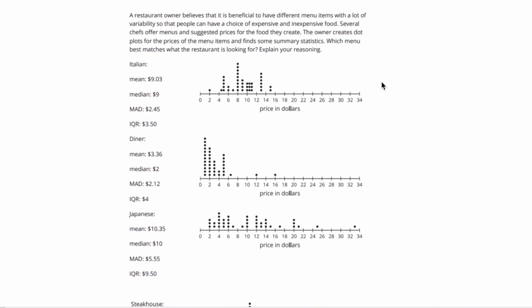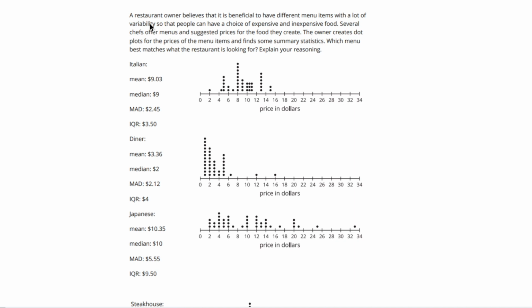All right, so it said this is the cool down from the previous day. So we're going to go over this. A restaurant owner believes that it is beneficial to have different menu items with a lot of variability so that people can have a choice of expensive and inexpensive food. Several chefs offer menus and suggested prices for the food they create. The owner creates dot plots for the prices of the menu items and finds some summary statistics. Which menu best matches what the restaurant is looking for? Explain your reasoning.